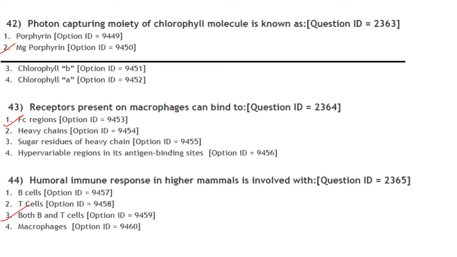Receptors present on macrophages can bind to the Fc region. Answer is option 1. Humoral immune response in higher mammals is involved with antibodies produced by the B cell causing destruction of extracellular microorganisms and preventing the spread of infection. Now the activation of B cells and their differentiation into antibody secreting plasma cells is triggered by antigen, and it usually requires the help of helper T cells. So answer here is both B and T cells.